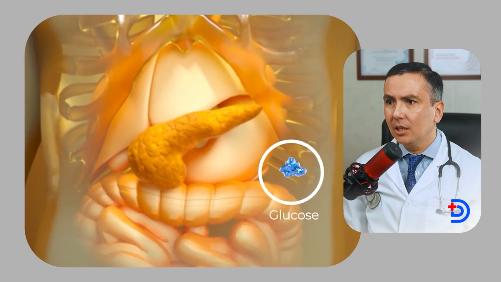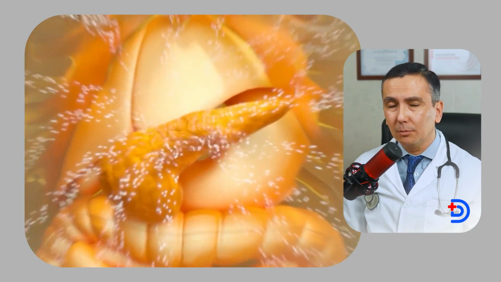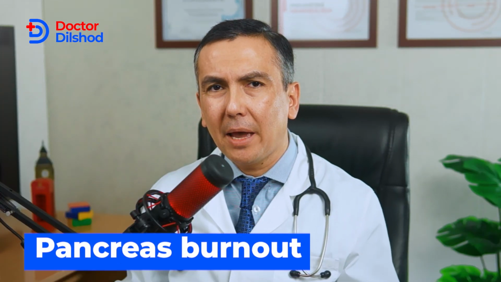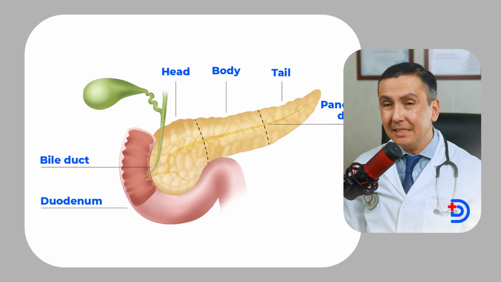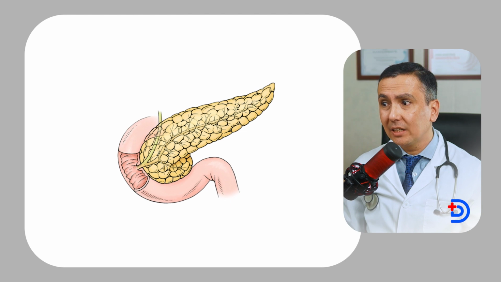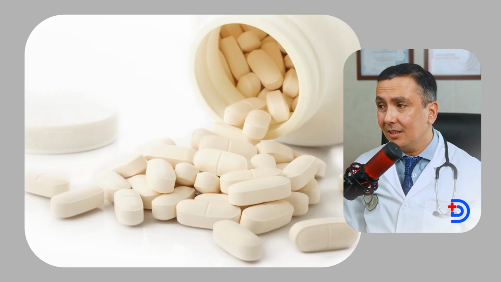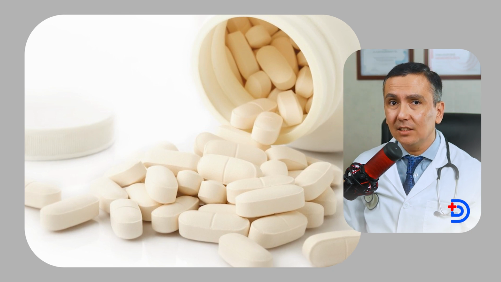In the later stage, the pancreas reaches its upper limit in terms of insulin production and can no longer keep up with the insulin demands of the body. That is called pancreas burnout. In medical terms, the pancreas goes from compensated production to a state of decompensation, and insulin starts to decline. That's where tablets for increasing insulin production are used in addition to sensitivity enhancers.